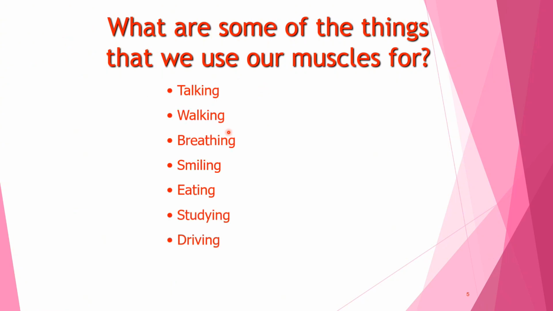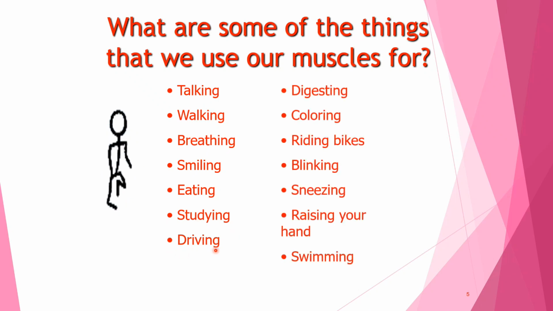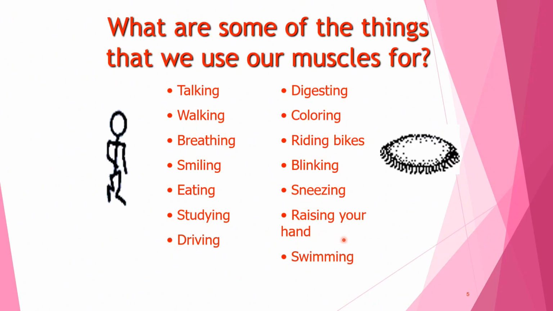So what are some of the things that we use our muscles for? For example, talking, walking, breathing, smiling, eating, studying, driving, also digesting, coloring, riding bikes, the blinking of eyes, sneezing, raising our hands, swimming. Different functions we do with the help of our muscles.